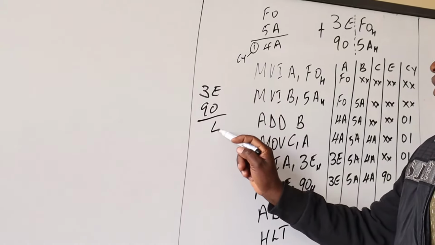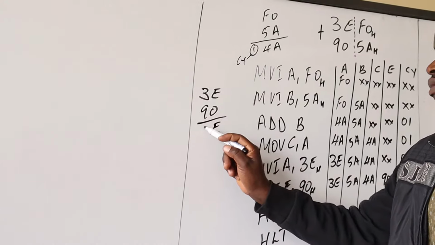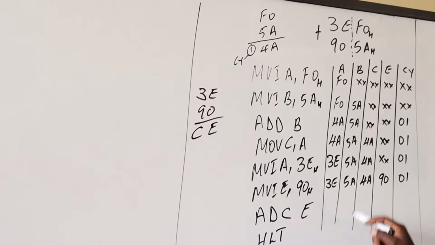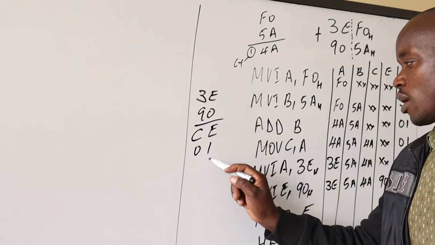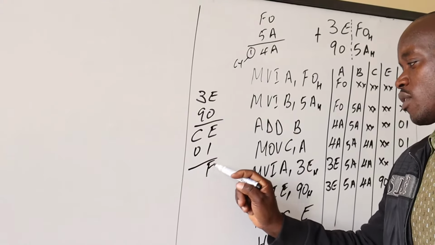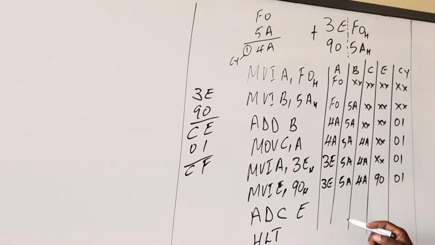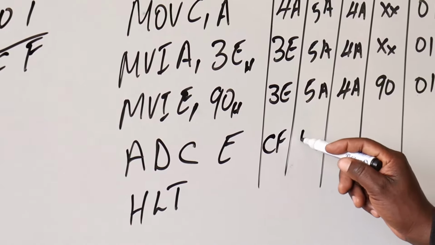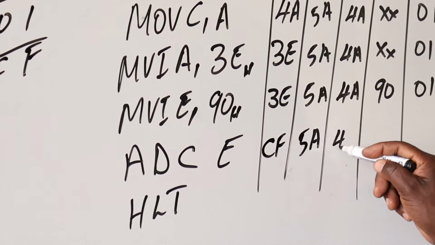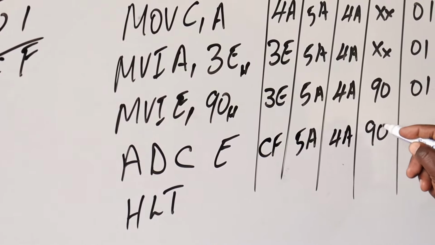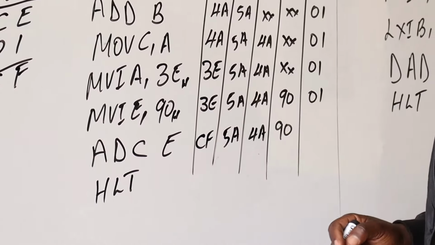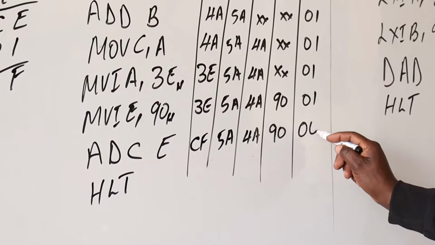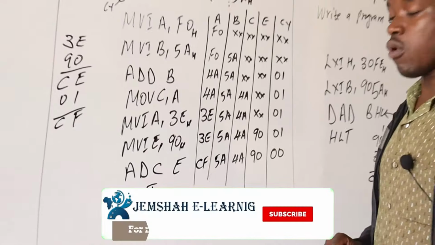So we get E, then C. And then we remember the carry flag. There's a carry in the carry flag, 0, 1. We get FC. So the answer here now in A we have CF. Here we have 5A. Here we have 4A. Here we have 90. And since the carry, which was in the carry flag, has been added, we remain with nothing in the carry flag. Now, when we stop, halt.